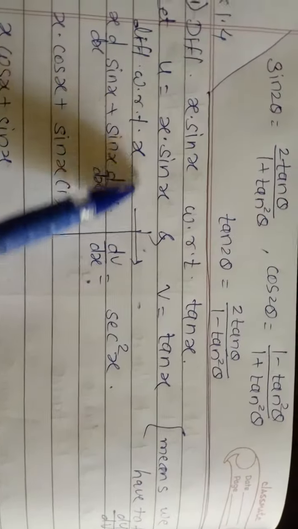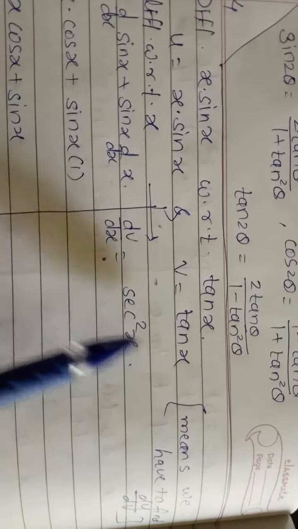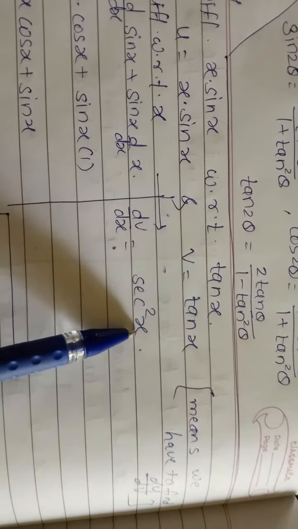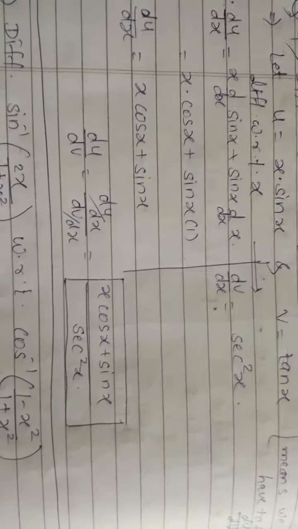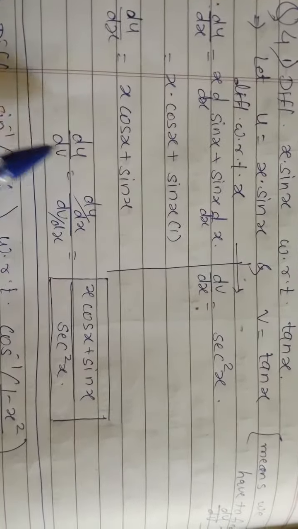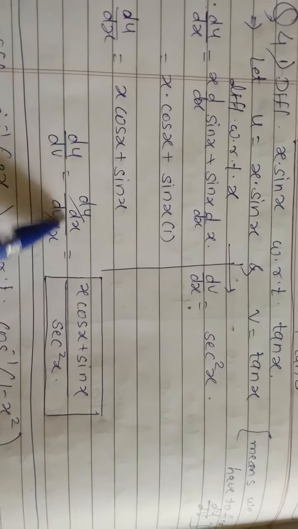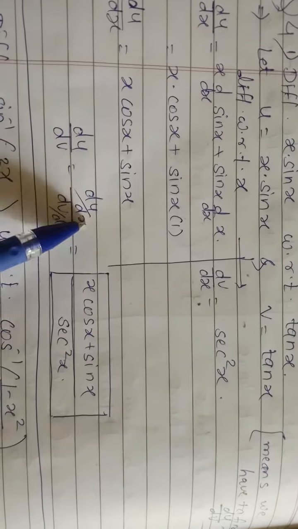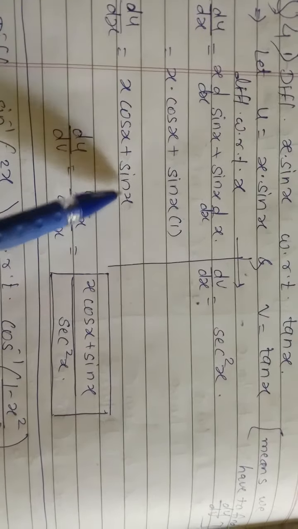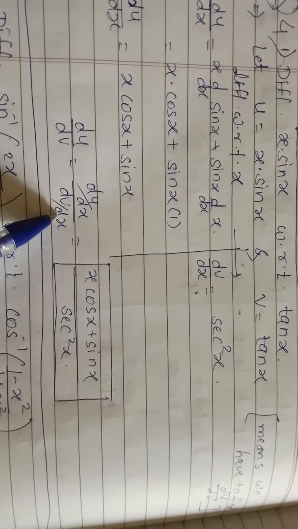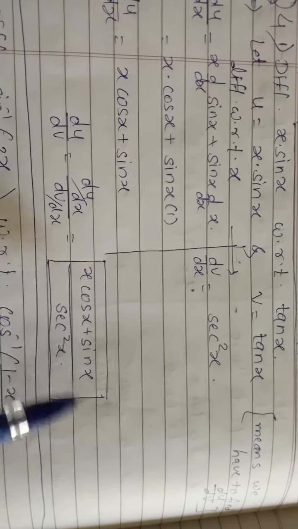So differentiating with respect to x, dv by dx is equals to the derivative of tan x, which is sec square x. And now by formula we have to find that du by dv is equals to du by dx यहाँ पे है divided by dv by dx. So the value of du by dx is x cos x plus sin x and the value of dv by dx is sec square x, and that is the answer.